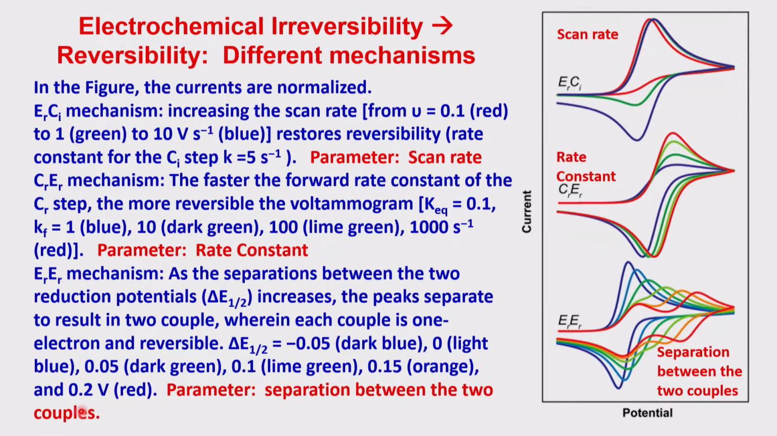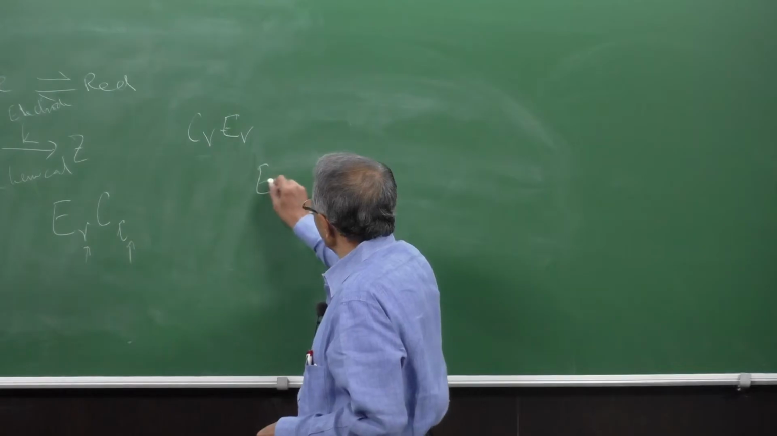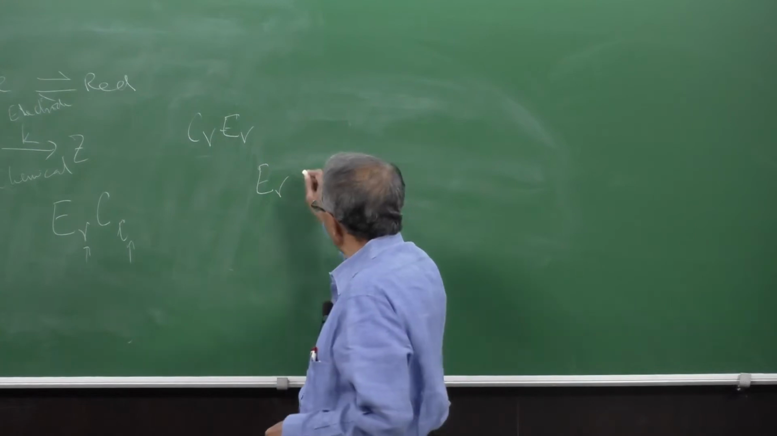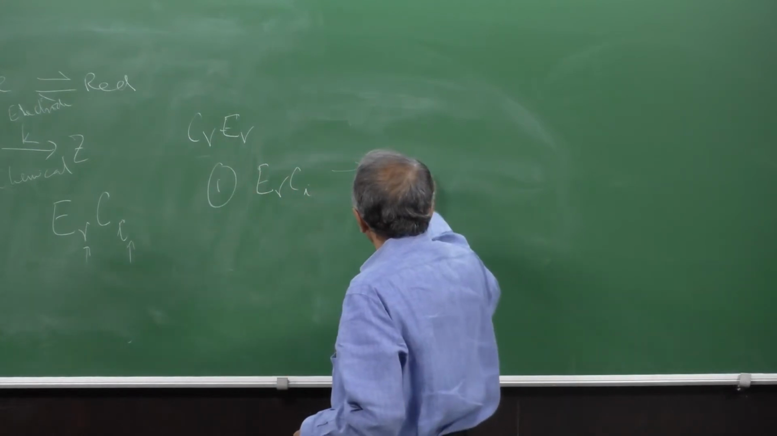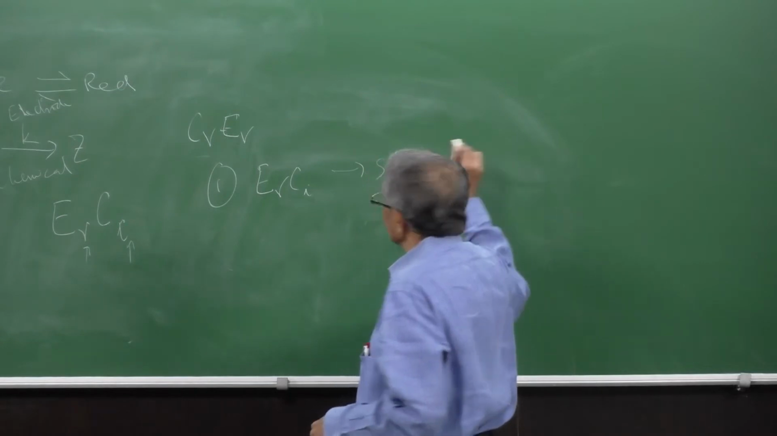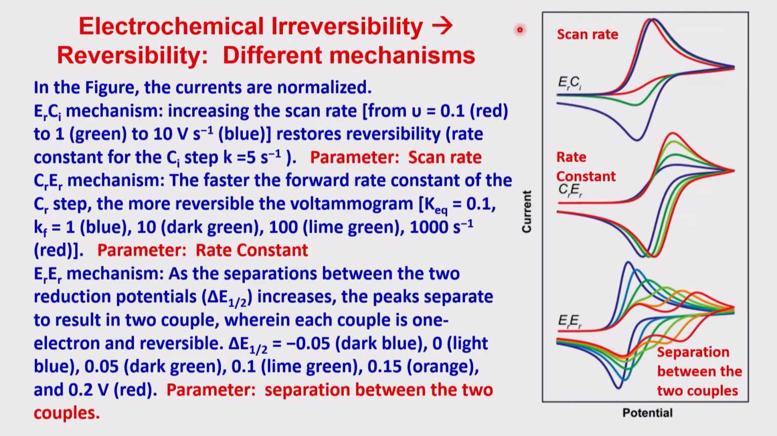Now we look at some electrochemical reactions, reversibility to irreversibility, irreversibility to reversibility, different kinds of mechanisms. Shown 3 examples. So this first one is the ER, meaning electrochemical reversibility, and CI, this is the one. So this one can be worked out by changing the scan rate. So what do you do?